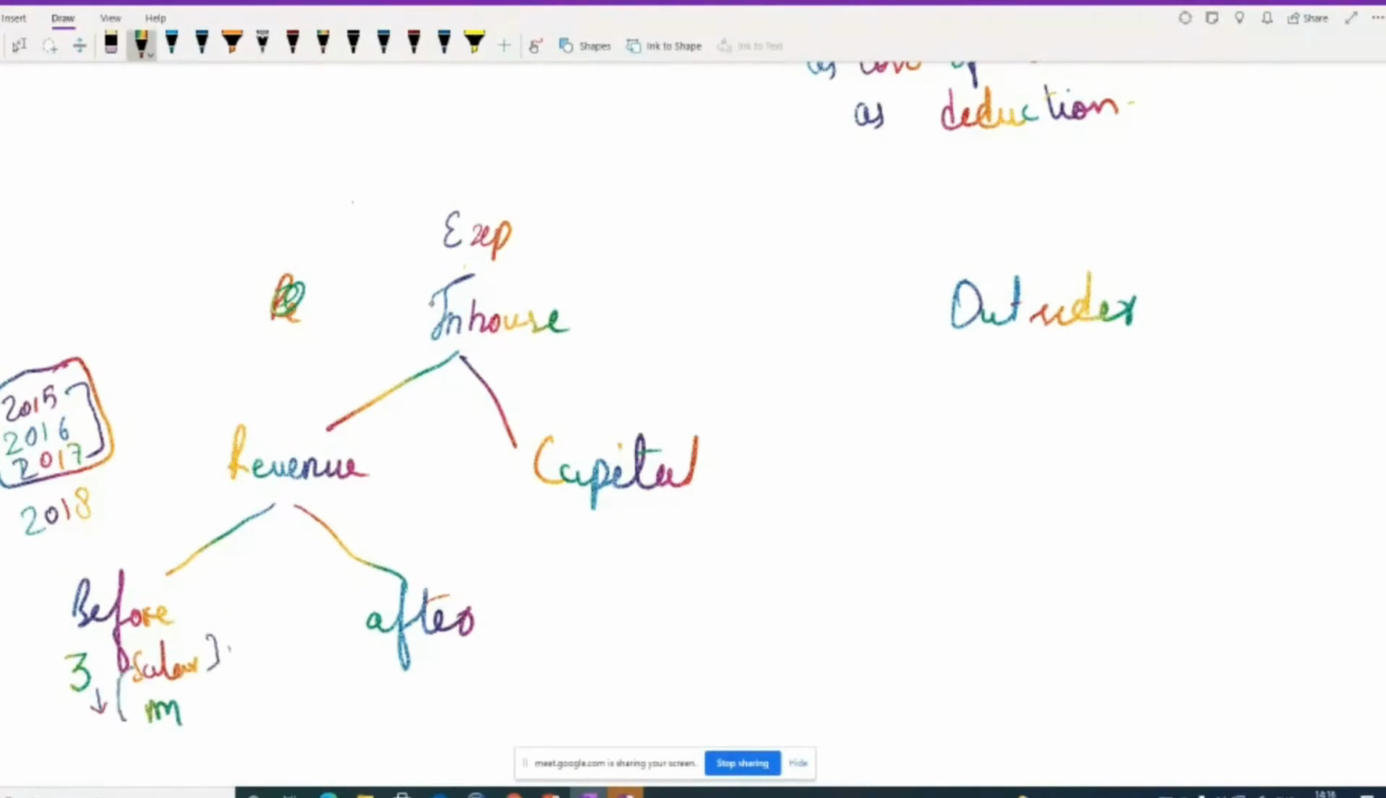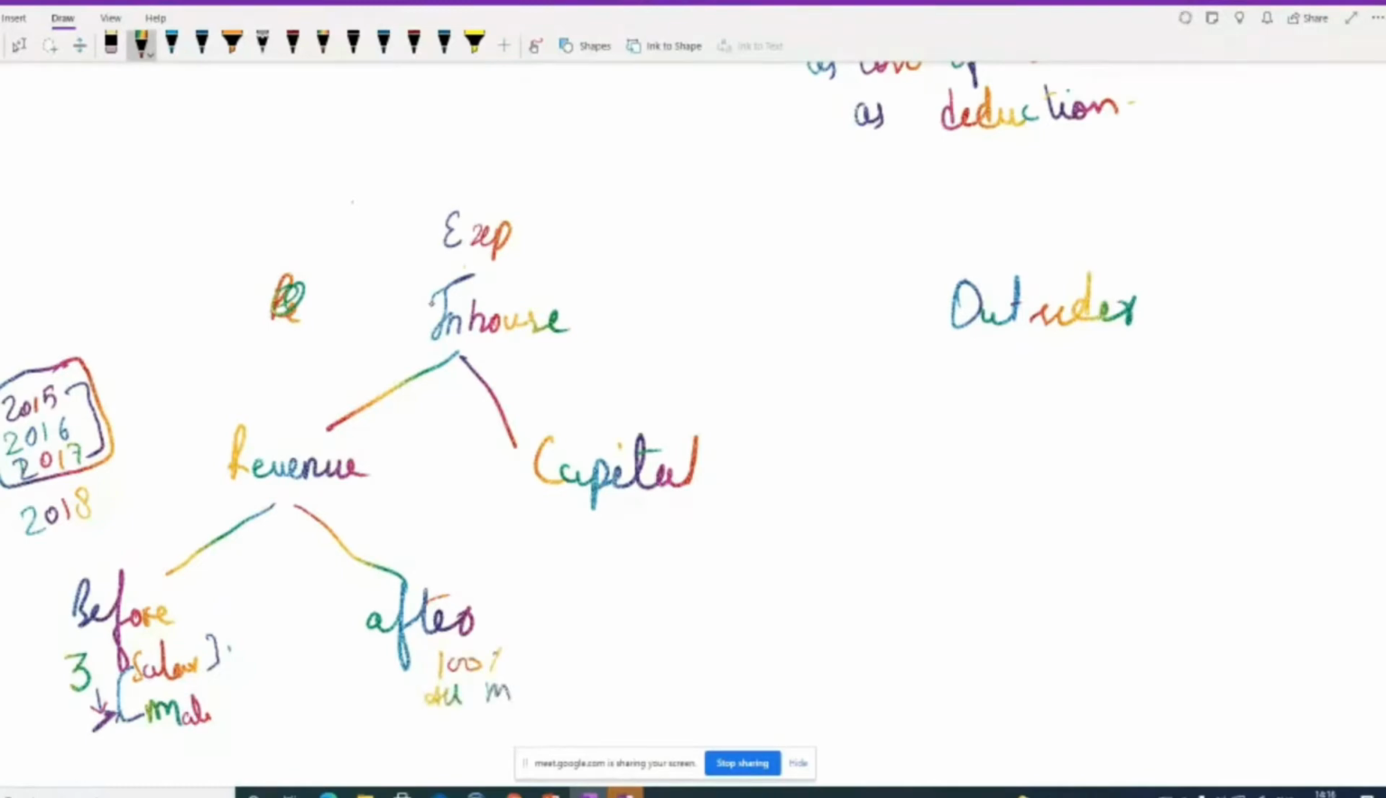And another condition is that salary and material must be related to what? Research and development purpose. That salary should be related to that staff who is engaged in research and development program, and that material should also be related to that research and development purpose. Okay, it's clear now.